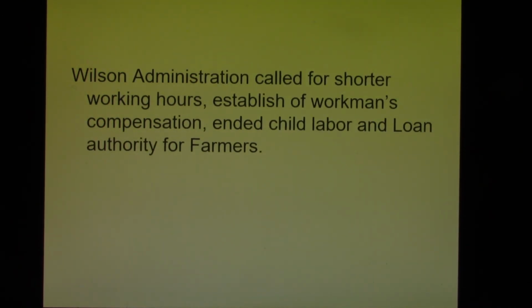Wilson's administration is going to have shorter working hours, 5 days a week, 10 hours a day, as opposed to 6 days a week, 10 hours a day. Wilson is going to establish workman's comp. Wilson is going to end child labor. Wilson is going to have a farm authority. This would be a bank that loans out money to farmers.